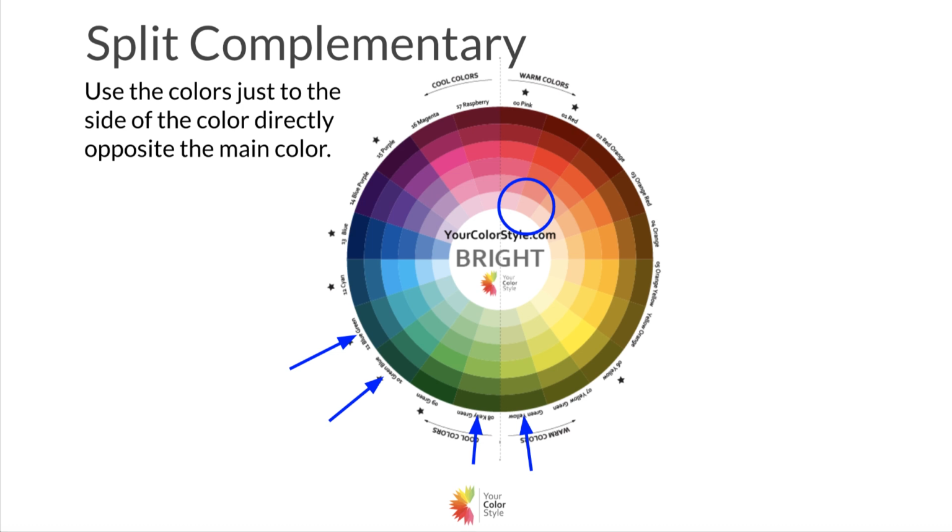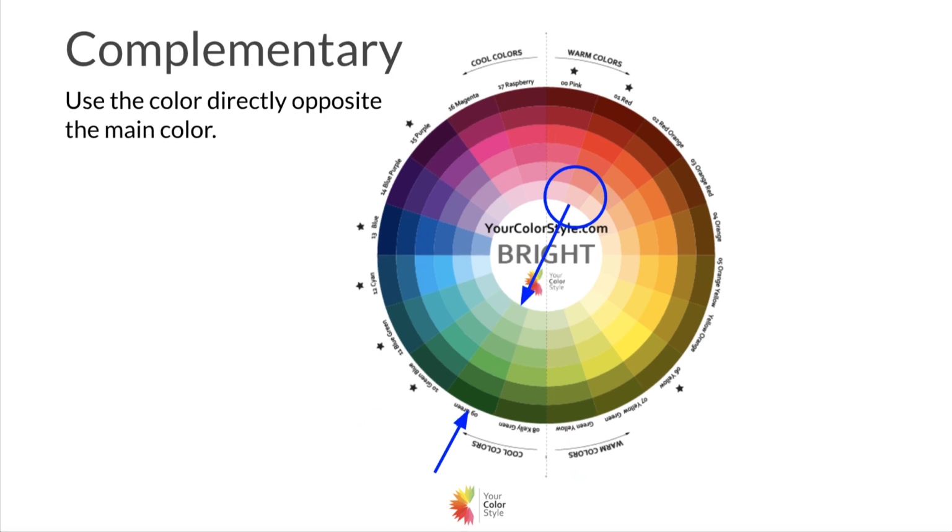Split complementary are colors that are opposite the main color on the color wheel, but not directly opposite. Directly opposite would be green from red, so you're going to choose colors that are next to that opposite color. In this case, you might get some blue greens with the red and maybe some yellow greens with that red, which would be really interesting. But this is definitely considered a high contrast color combination. These colors are really far from the main color at this point.